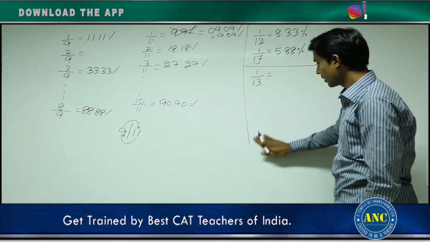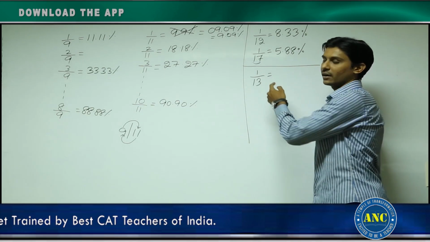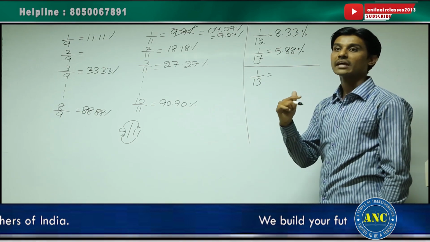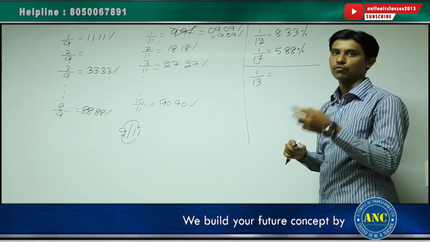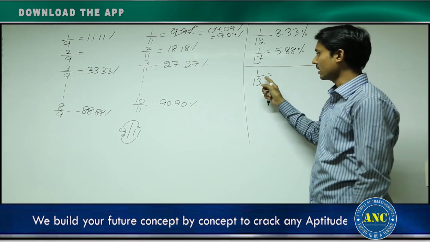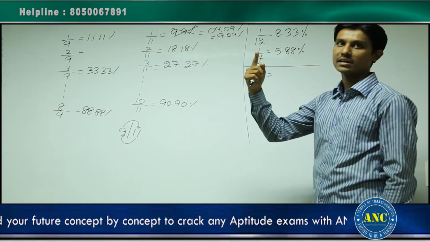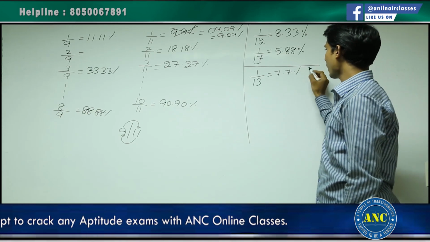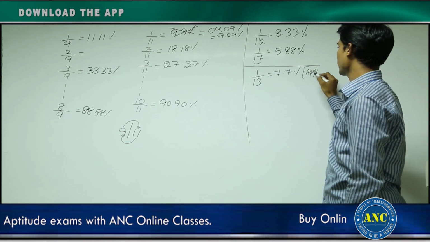Suppose 1 by 13. See here. 100 by 13. How many times will 13 go in 100? 7 times, because 13 into 7 is 91. 13 into 8 is 104, which exceeds 100. So it will go 7 times. Write that 7 twice. This is the approximate value.